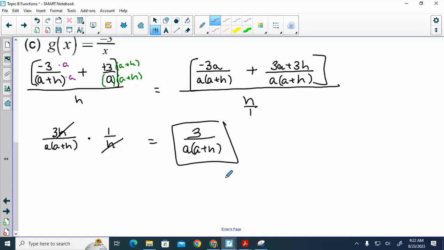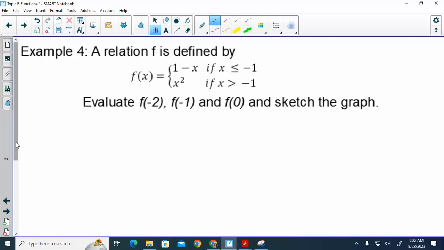Sorry. Questions for me? Where did that 1 over h come from? So the divided by h on the bottom, I said that's the same as h over 1. And if you have a fraction divided by a fraction, you can flip and multiply. Other questions? So this is something that we will get lots more practice with later on. Just a couple more examples. I want to try to wrap up here in the next 5 minutes or so.